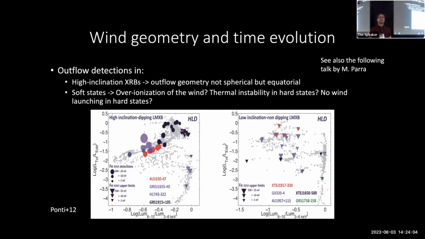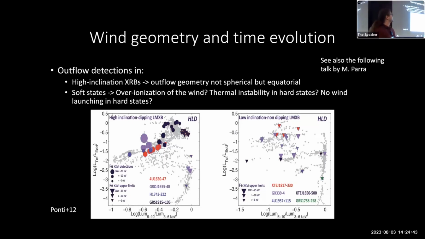Nevertheless, by studying a population of X-ray binaries with absorption spectra, we can make some important interpretations. There was this very important population study by Gabriele Ponti from 2012, which looked at a sample of black hole X-ray binaries. And they noticed that outflow detections specifically only occur in high inclination low mass X-ray binaries. This says something about the geometry of this outflow, which is likely not spherical, but instead the structure is equatorial, focused towards the disk with an opening angle maybe as small as 15 degrees.